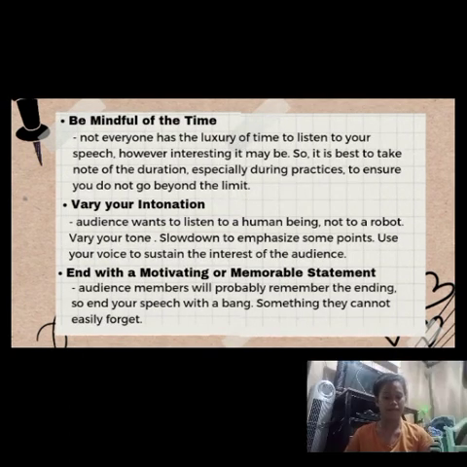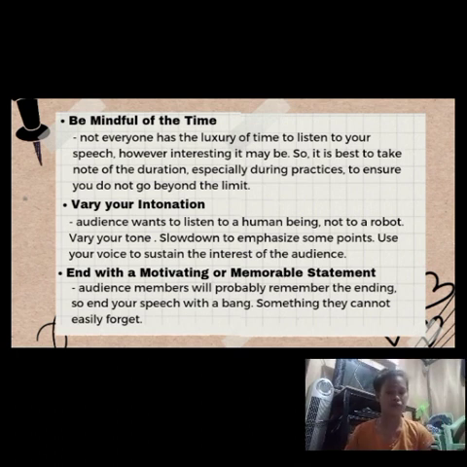Be mindful of the time. Not everyone has to look serious to listen to your speech. However interesting it may be, it is best to take note of the duration, especially during practices, to ensure you do not go beyond the limit. Being mindful of your time helps you understand how you spend your time in the present and how you want to spend it in the future.